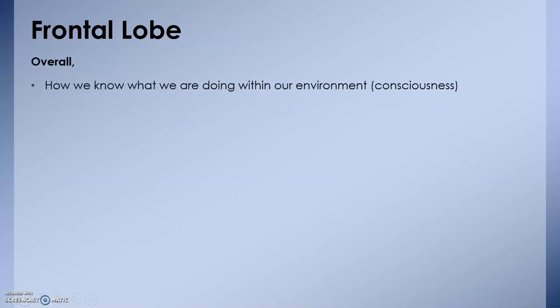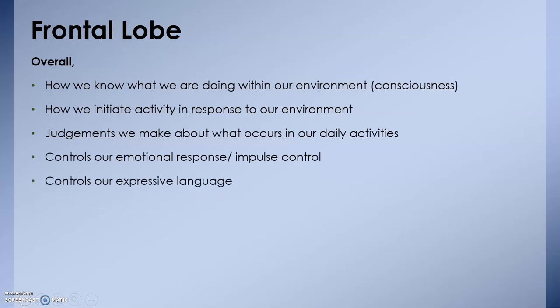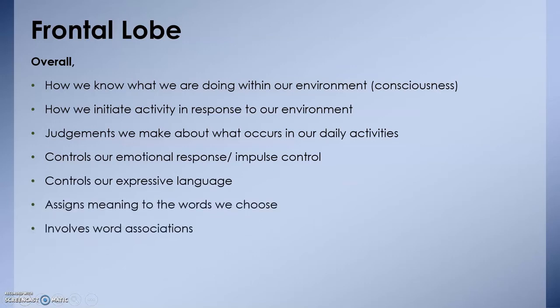how we know what we are doing within our environment, how we initiate activities in response to our environment, judgments we make about what occurs in our daily lives, controls our emotional response or impulse control, controls our expressive language, assigns meaning to the words we choose, involves word associations. This is a very general overview of what the frontal lobe does for us. Let's get into the regions involved in the frontal lobe that are of utmost importance to us. Oh yes, motor functions too.